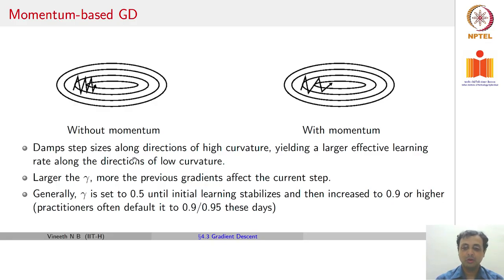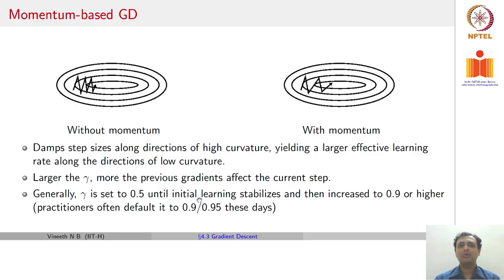More simply speaking, momentum damps the step sizes along directions of high curvature, where you get an effective larger learning rate on the directions of low curvature. Rather, when your error surface is very steep, go slow. When your error surface is flat, go fast. Larger the gamma, more the previous gradients affect the current step. A general practice is to start gamma with 0.5 until your initial learning stabilizes.